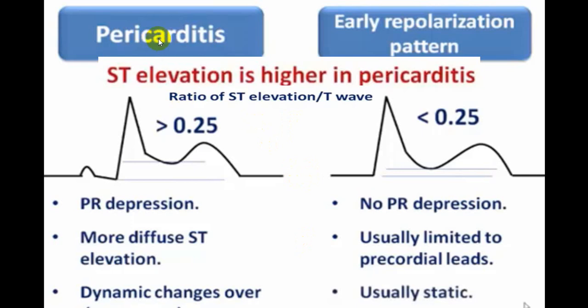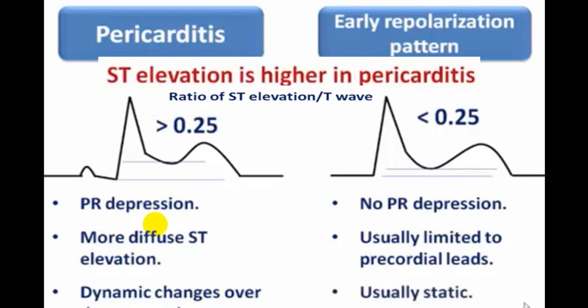What is the most important thing in pericarditis? You will have a PR depression, which you don't see in early repolarization. So the main difference between these two, the most important, is that the PR segment will be in the opposite direction of the ST segment. So if the ST segment is elevated, the PR segment will be depressed. And this will be seen in lead 2, lead 3, aVF and in chest leads. You will have ST segment elevation in a large number of leads, which we call global. While in aVR, you will have PR segment elevation and ST segment depression. It will be just opposite of other leads.